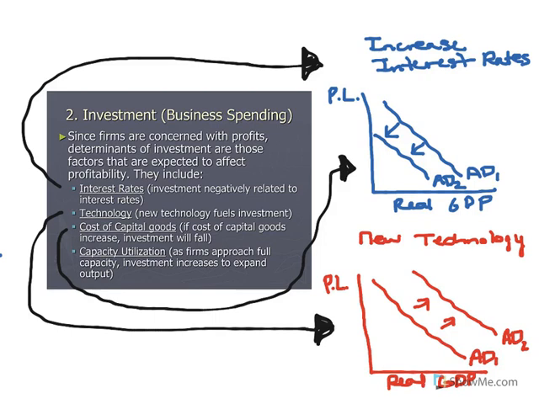And again, that's going to look just like the one that we had down here. So again, as firms reach capacity, that causes an increase in investment expenditures, which we know can effectively increase aggregate demand.